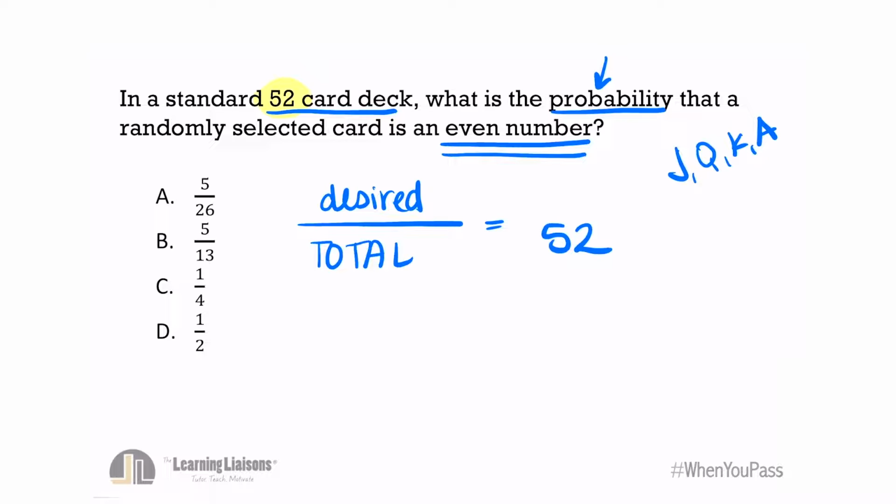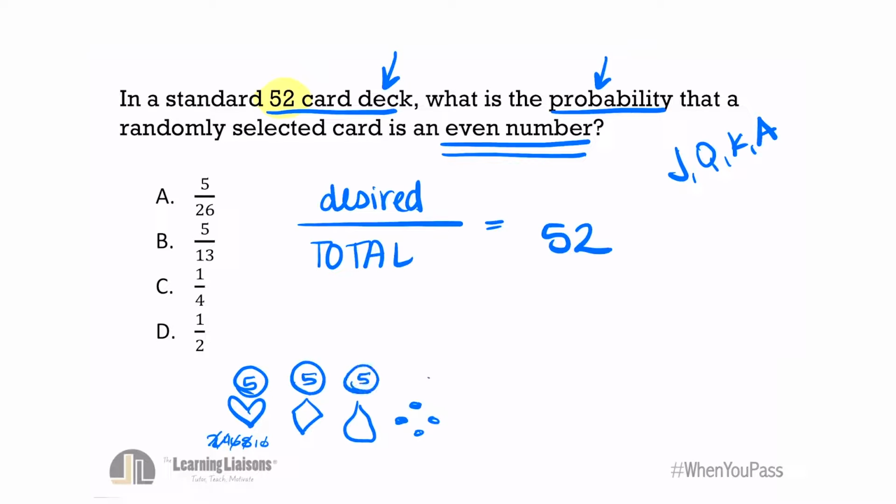So each deck has 4 different suits. They have the hearts, the diamonds, the spades, I don't even know if that looks like a spade, and the clubs. And each of those has numbers 1 through 10. The even numbers are going to be 2, 4, 6, 8, and 10. And that's going to be for each of these. So there are 1, 2, 3, 4, 5 even hearts, 5 even diamonds, 5 even spades, and 5 even clubs. And then these are not even, so I can't include those. So that's 5, 10, 15, 20 even numbers.